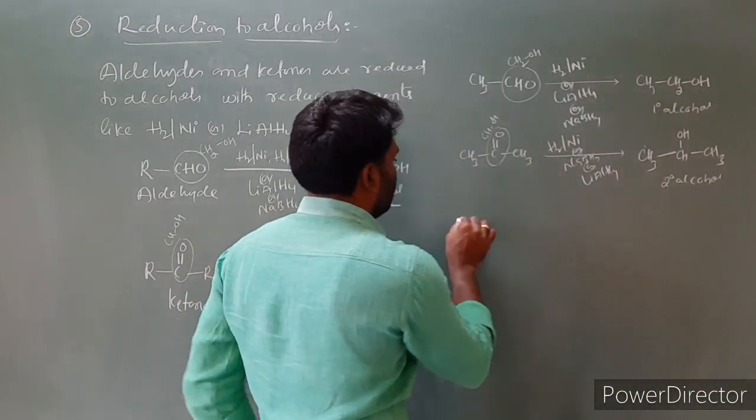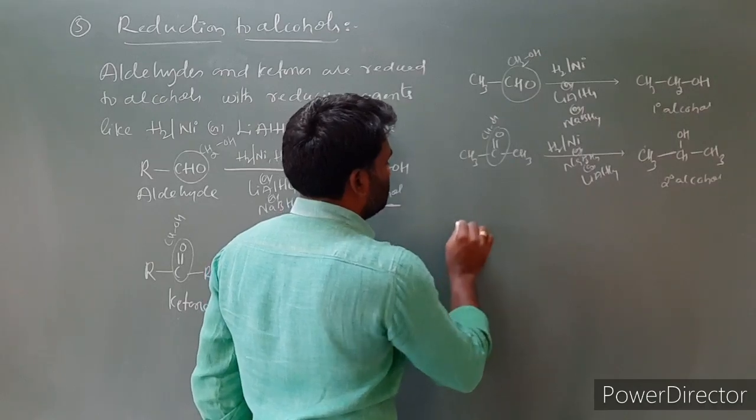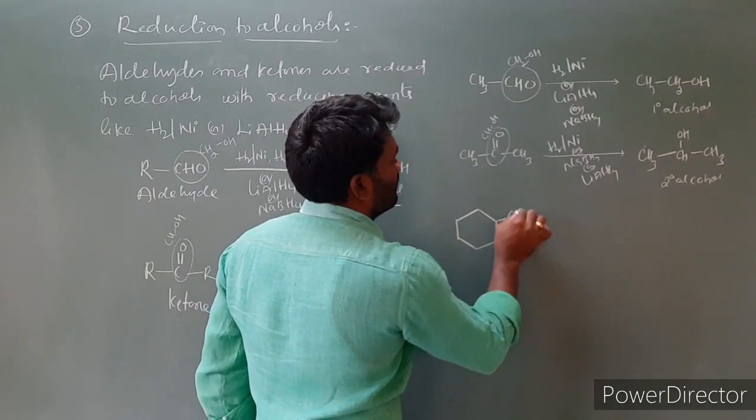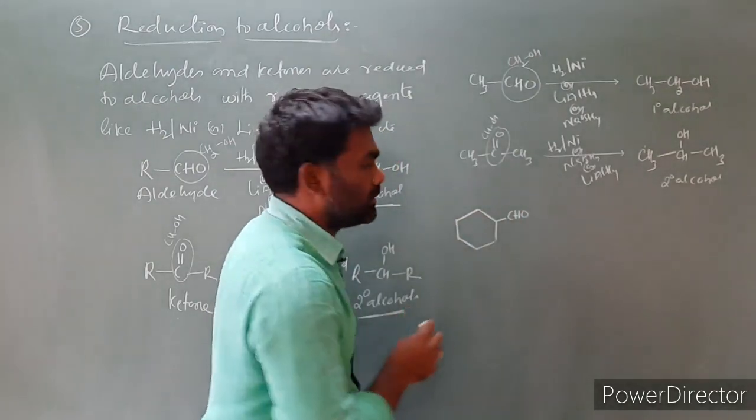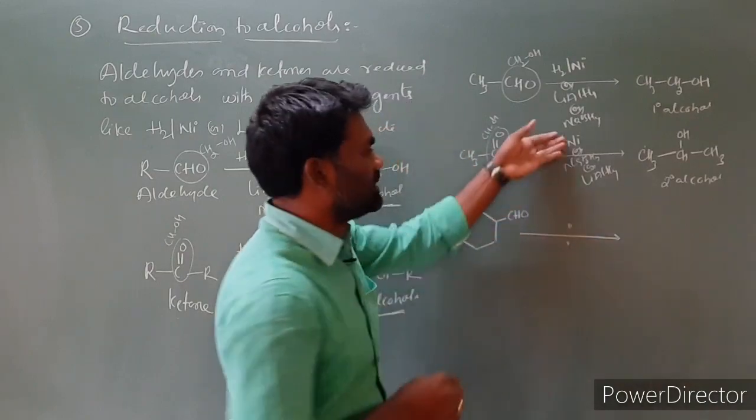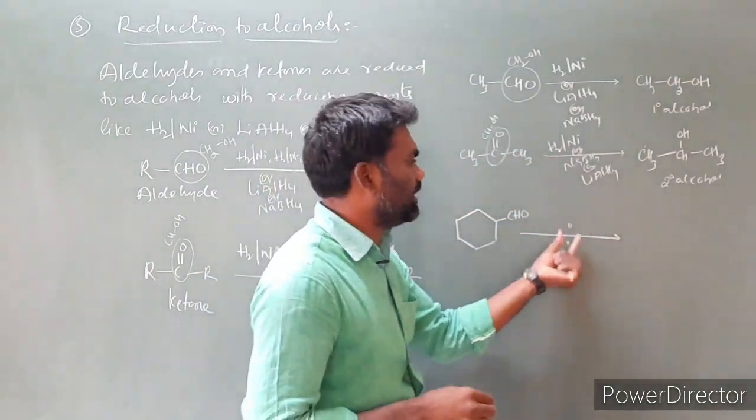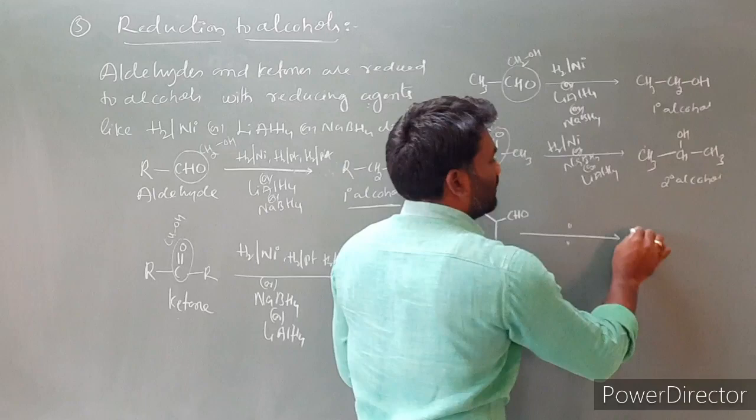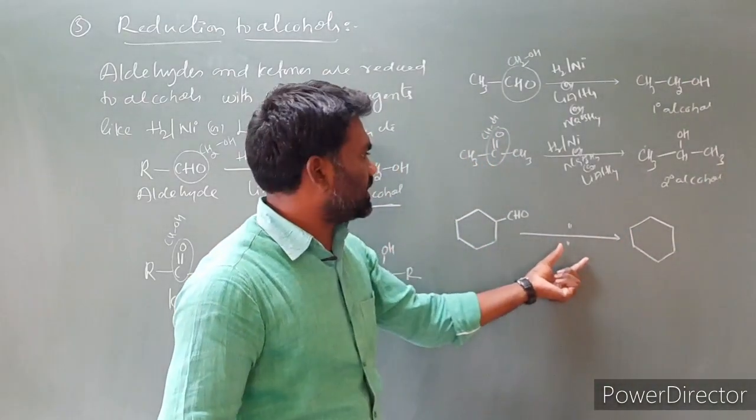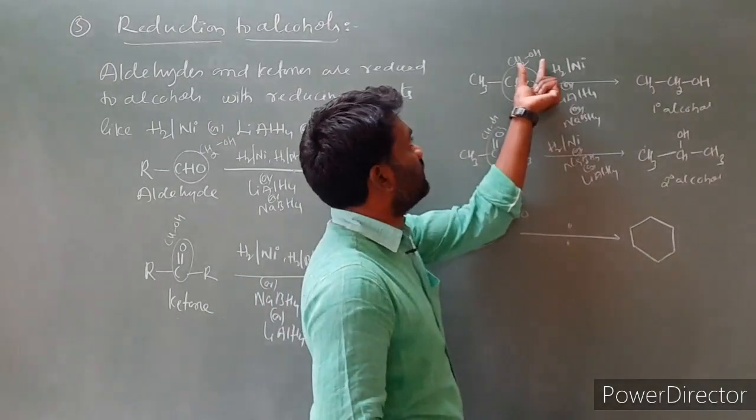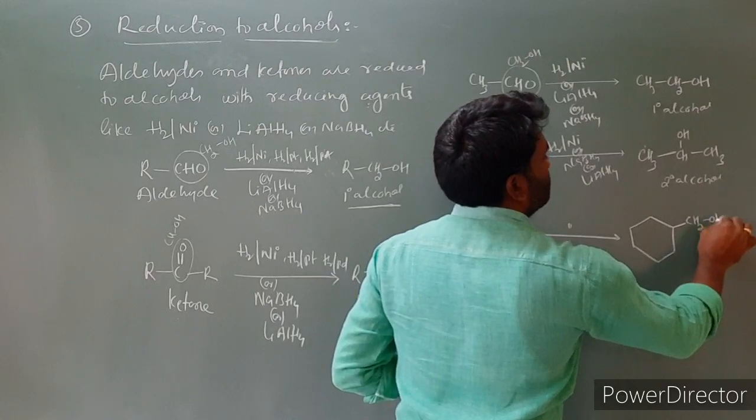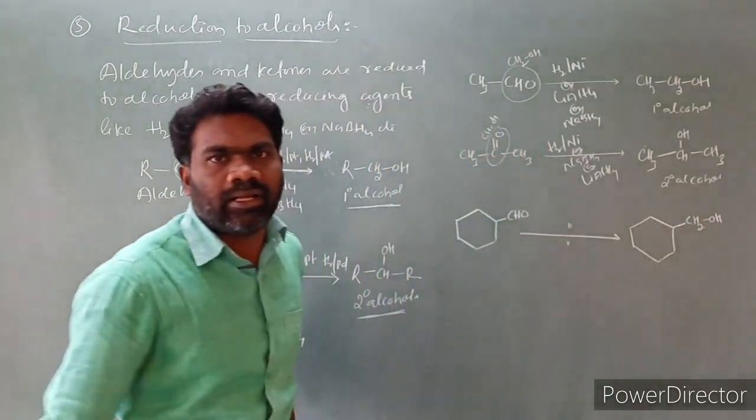Take one cyclic compound. I am taking a cyclic compound with a CHO group, this one. Then this one I am treating with the same reagents. I am keeping the same reagents here. Then what is the product we can expect in this reaction? If you take the same reagents, the CHO group is converted into CH2OH. Then the product is CH2OH. It is a primary alcohol.